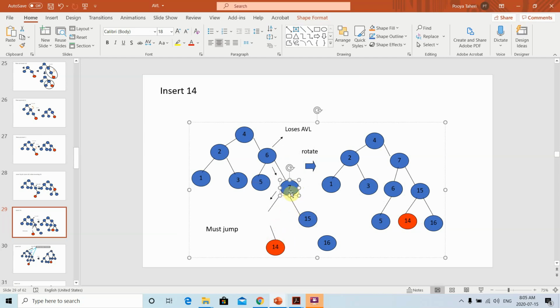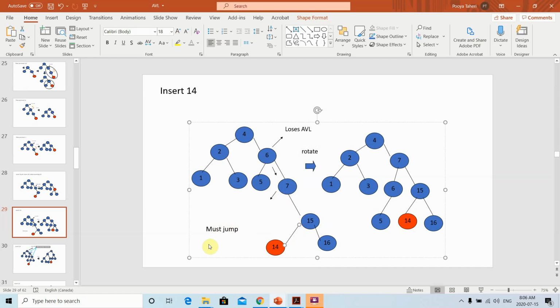Then 7, 15, and 16 was the right child of 15, so it's still going to remain the right child of 15. Now, what happens to 14? 14 was on the right subtree of 7. It cannot stay here, right? Remember that when we do this rotation, the edge is going to move towards the other side. 14 is still going to be on the right subtree of 7, so now it can become the left child of 15.